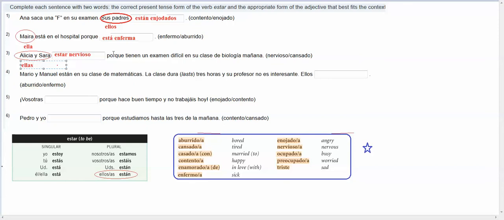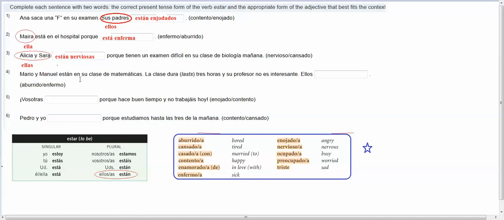So if I come down here for ellas, it's going to be están. So I need to change my estar nervioso to están. Which would be están. And then I had nervioso. Again, I can't have nervioso. I'm talking about two girls. So I need to make it feminine. And because there are two girls and not just one, I also need to add an S and make it nerviosas.